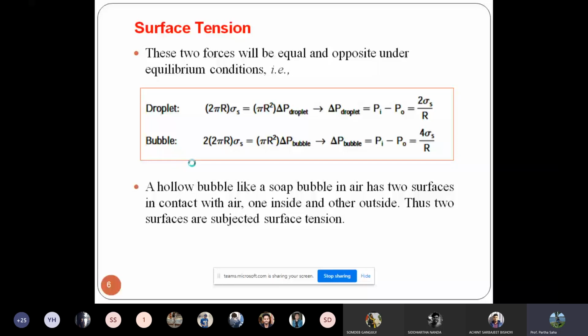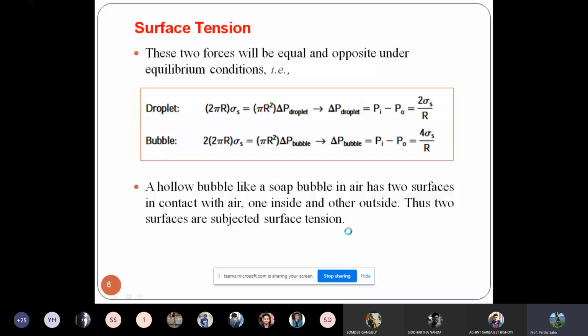We're just equating these 2 expressions, and here the pressure of the bubble is 4 sigma by r. The 4 is coming because we are multiplying this by 2, because the hollow bubble, like a soap bubble in air, has 2 surfaces. That's what I mentioned: in contact with air, one is outside, another is inside. That's why the surfaces are subject to surface tension. So that is how surface tension force develops.